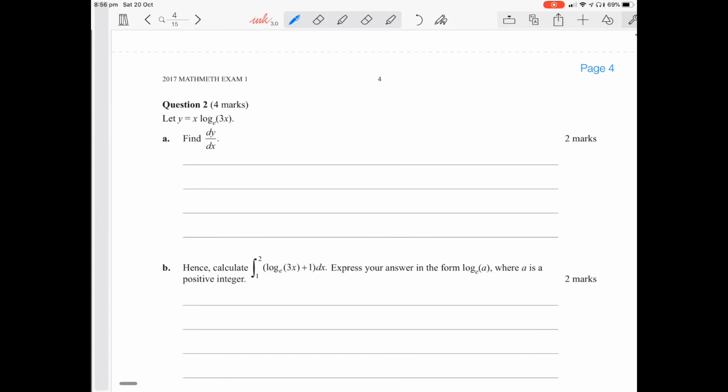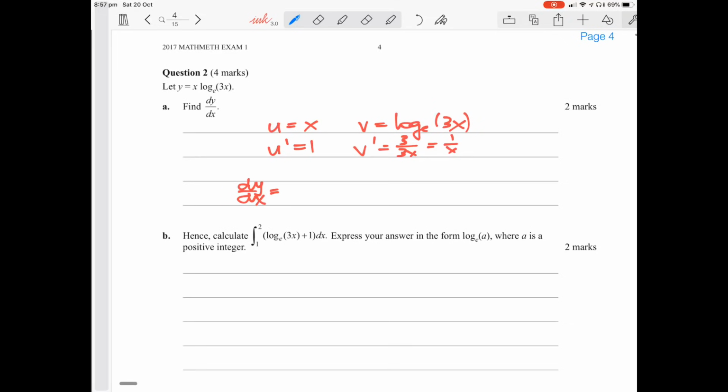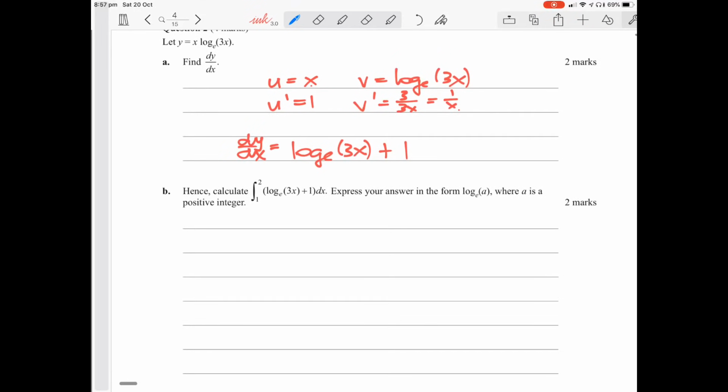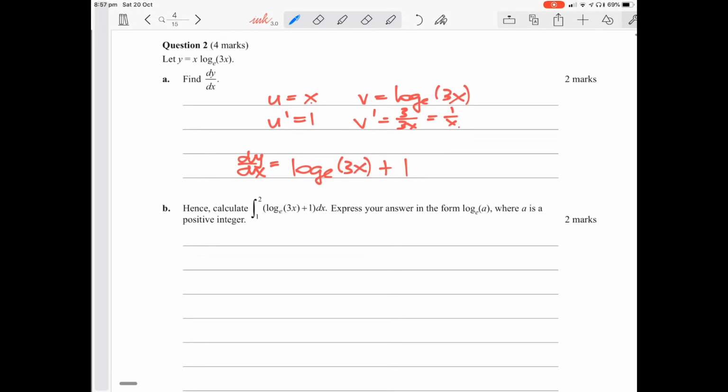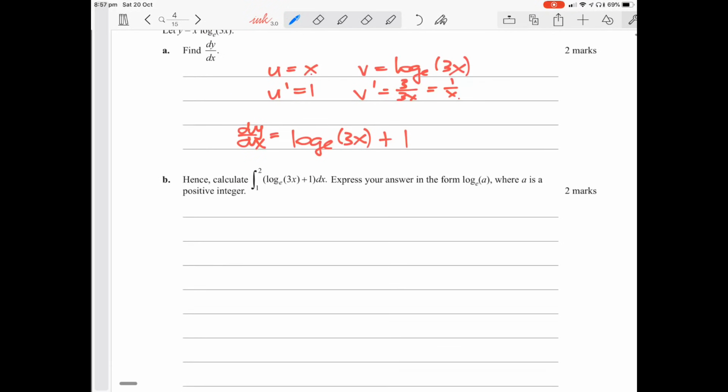Okay, like with the first derivative, here it's a product rule, you don't necessarily have to show it. So u is x, v is log e 3x, u dash is 1, v dash is 3 on 3x, which is 1 on x. dy dx is v times u dash, log e 3x, plus u times v dash, so just 1, because x times 1 on x. Okay, hence, so here it's an integration by recognition.